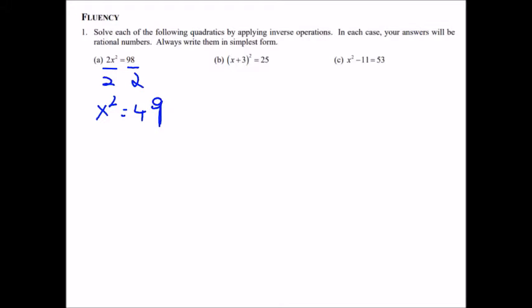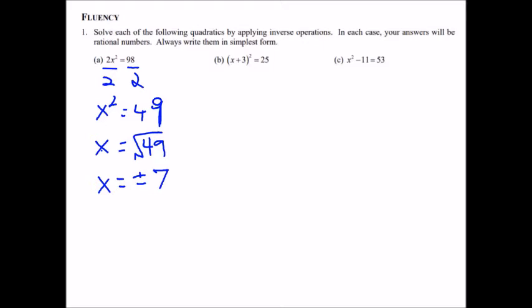And then the inverse of squaring something is taking the square root. So instead of x squared, I can write x as long as I take the square root of the other side. And the square root of 49 is plus or minus 7.